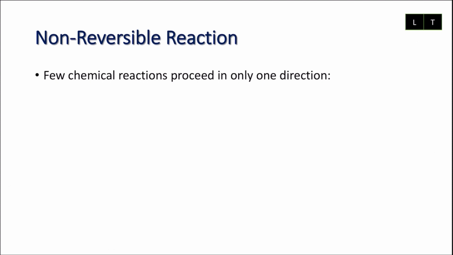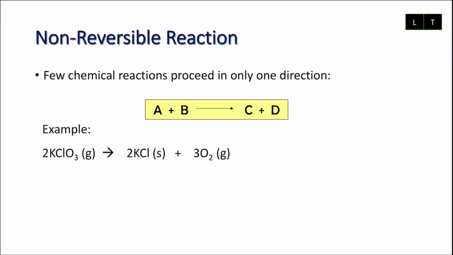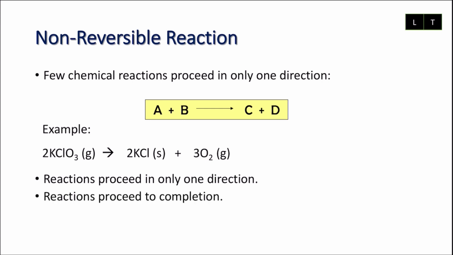Non-reversible reaction adalah reaction yang di mana chemical reaction proceeds only one direction. Contohnya, reactant A reacts with reactant B untuk hasilkan produk C dan D. For example, this reaction, you have 2 mole of KClO3 produce 2 mole of KCl and 3 mole of oxygen. Next one, kita dah faham dia hanya proceed only one direction dan dia hanya akan menghasilkan produk sahaja, proceeds to completion.